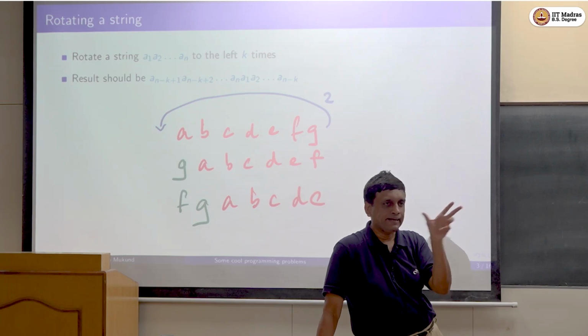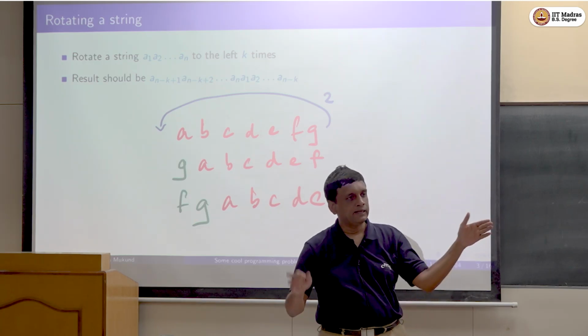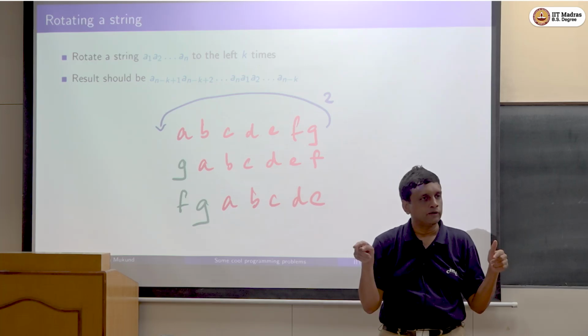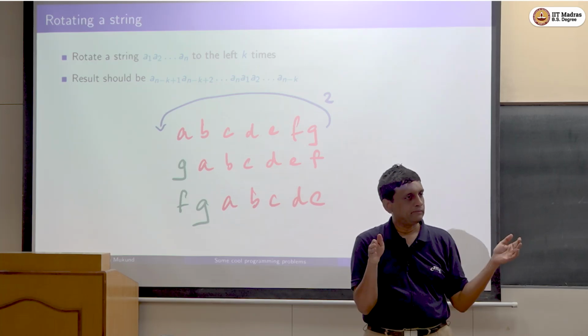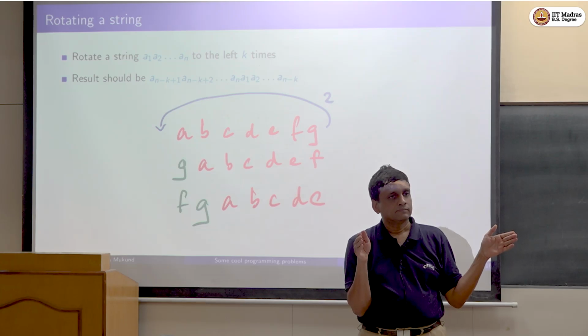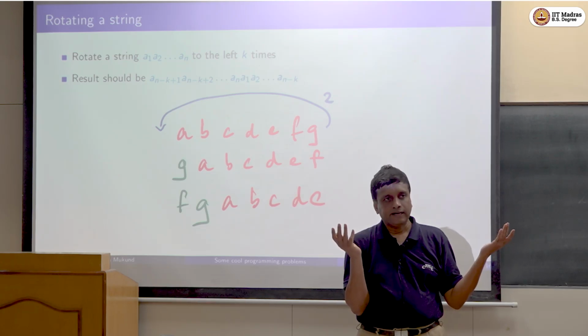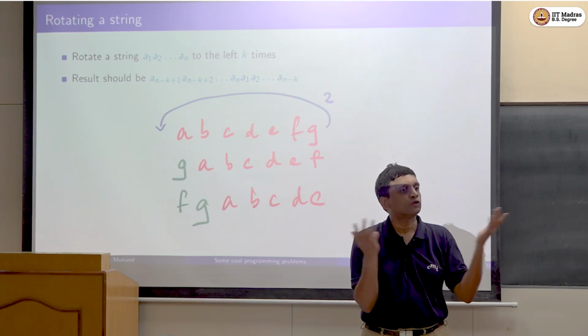Imagine that this string is in an array. It need not be a string, it could be an array. So I have an array with n elements, and I want to take the last element and put it in the first position and shift everything by 1. That's one rotation. How much time does that take? Order of n, right? I have to move n things. Everything has to shift by 1.